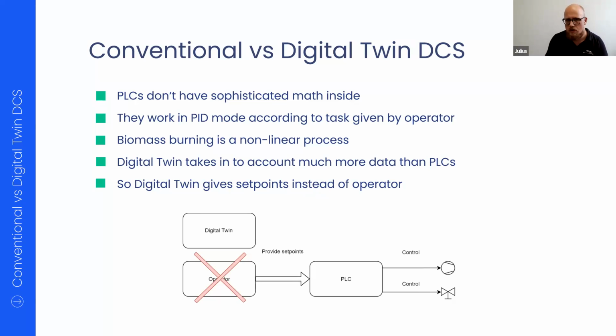But biomass burning is not a linear process. So much more sophisticated math is needed in order to find the optimal solution. This is why digital twin takes much more data than single PLCs do. So what changes from your perspective is that the operators only monitor the digital twin. The digital twin becomes responsible for controlling the PLCs, and the PLCs control the pumps, the valves, whatever parts of the biomass power plant that are needed.